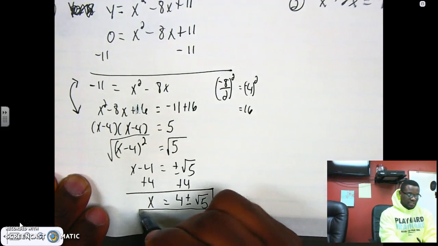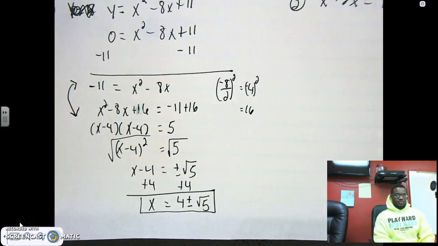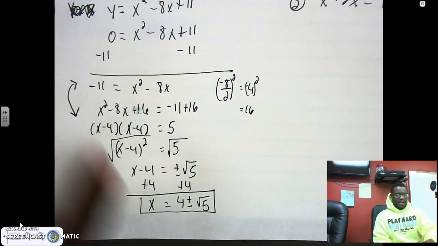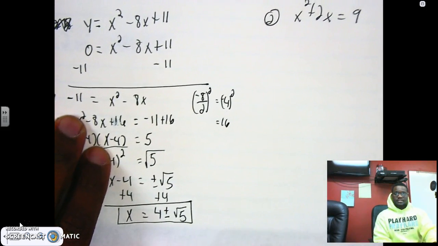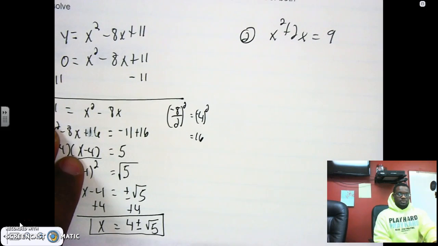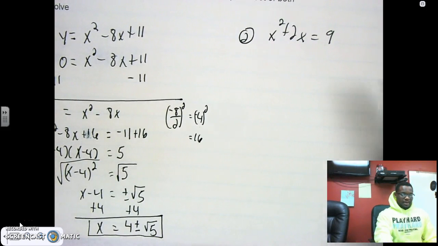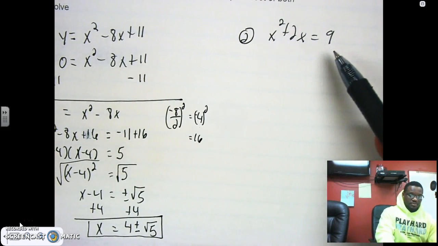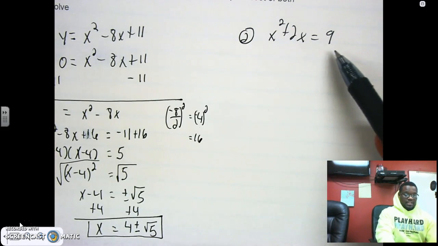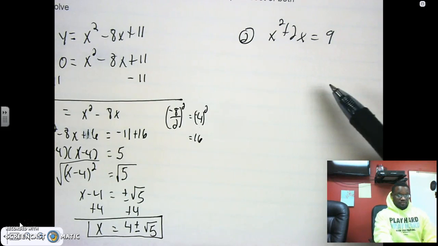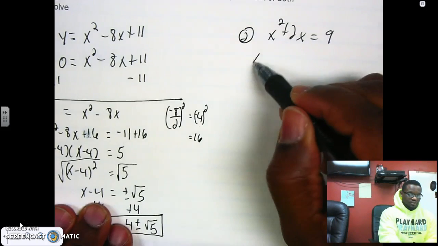And if I ask you for a decimal, you would have to put it in decimal form. There's not that much to it other than remembering the factoring part. Let's look at number 2. On number 2 here, notice that my b term is already on the other side of the equation, so I don't have to move it. All I've got to do is complete the square.